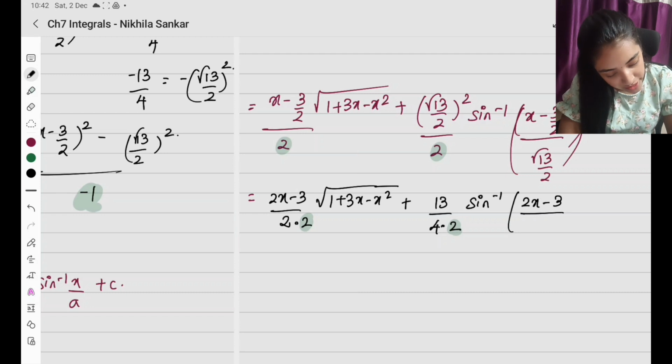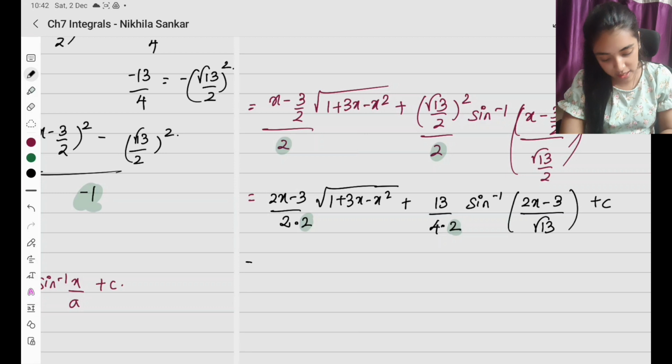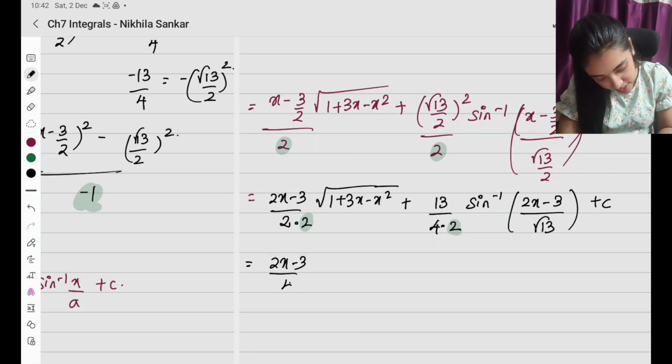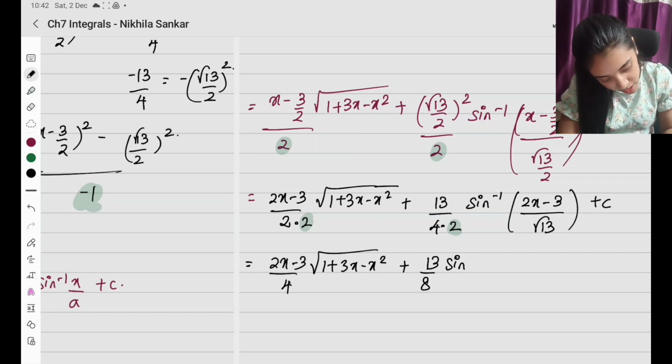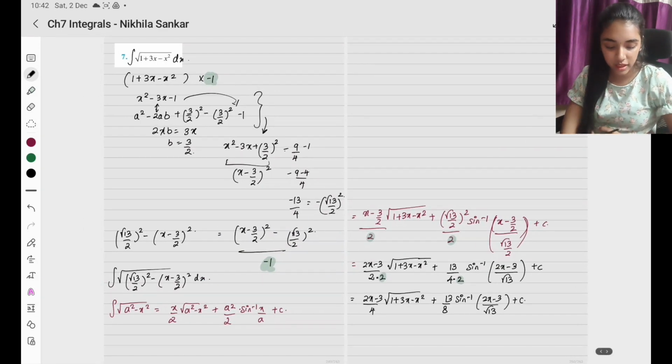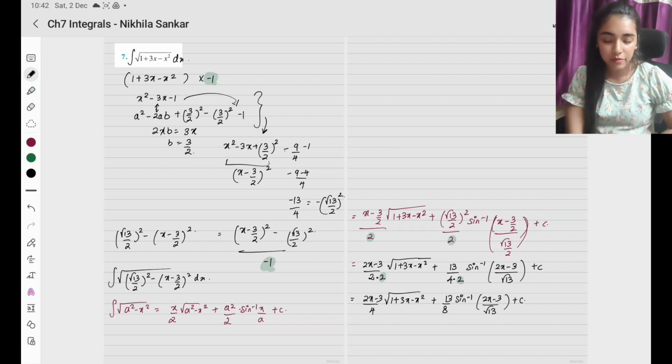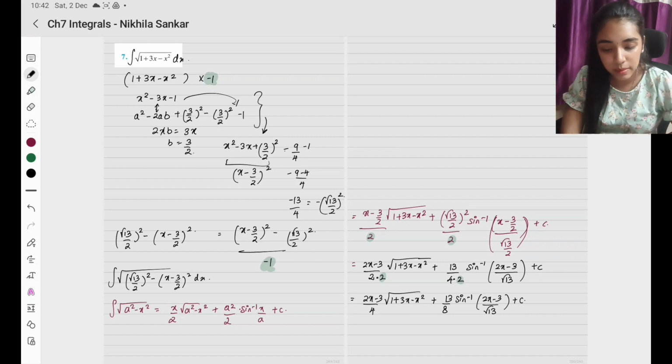2x minus 3 by 2 divided by root 13 by 2. The 2 and the 2 get cancelled, plus c. So this is going to be (2x minus 3) by 4 times the square root of 1 plus 3x minus x square, plus 13 divided by 8 times sin inverse of (2x minus 3) divided by root 13, plus c. So this is my final answer. Okay, please copy carefully. Write root 13, root 3, all of that, carefully.